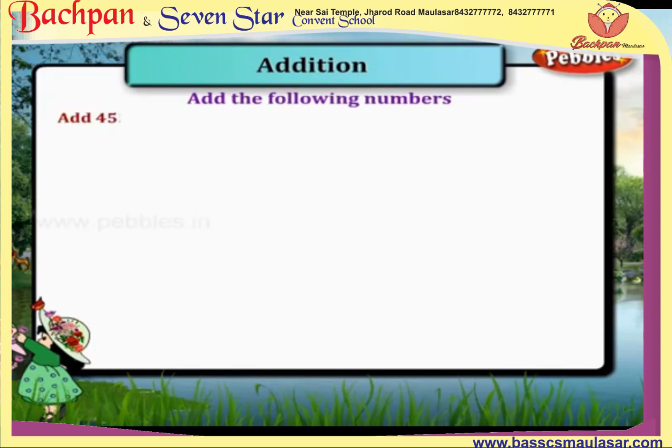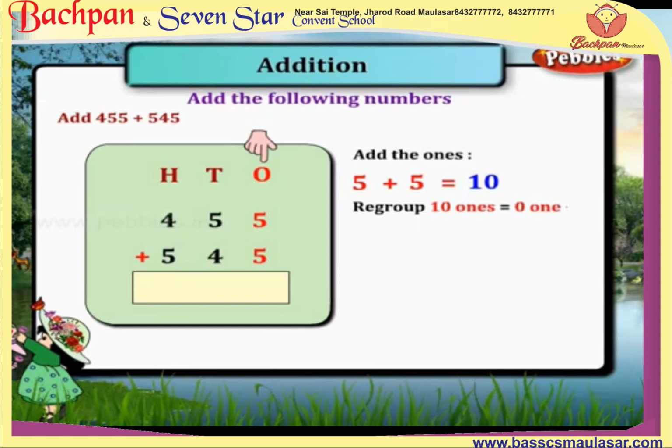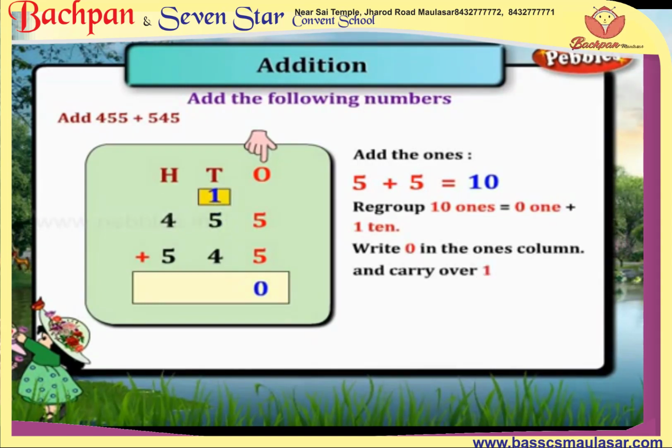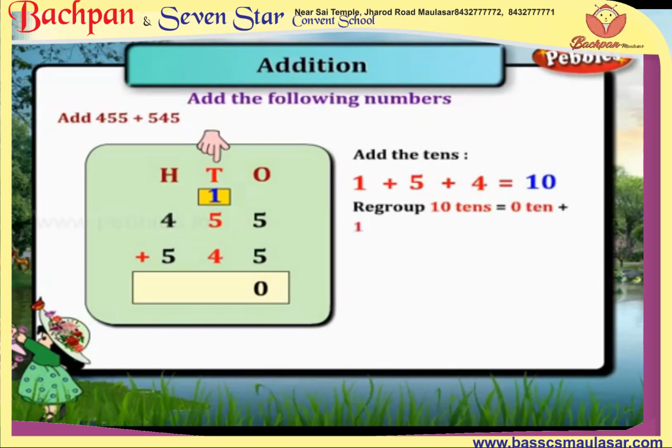Add 455 to 545. Add the ones. 5 plus 5 equal to 10. Regroup 10 into 0 ones and 1 ten. Write 0 in the ones column and carry over 1 ten to the tens column. Now add the tens. 1 plus 5 plus 4 is equal to 10. Regroup 10 into 0 tens and 100.